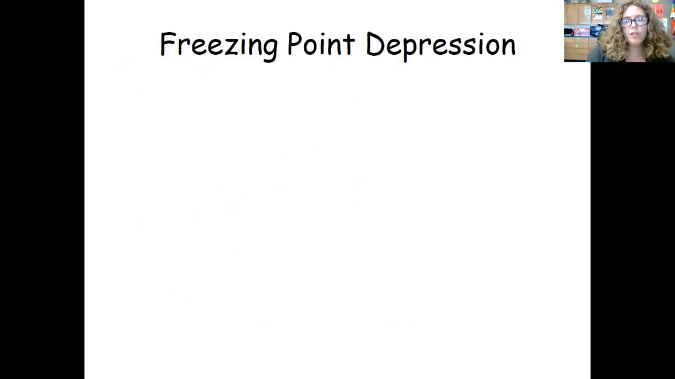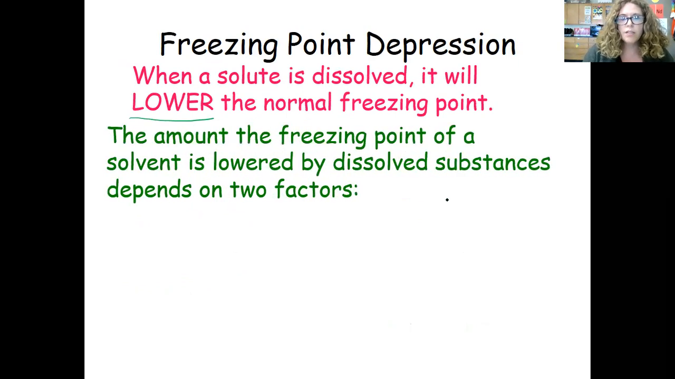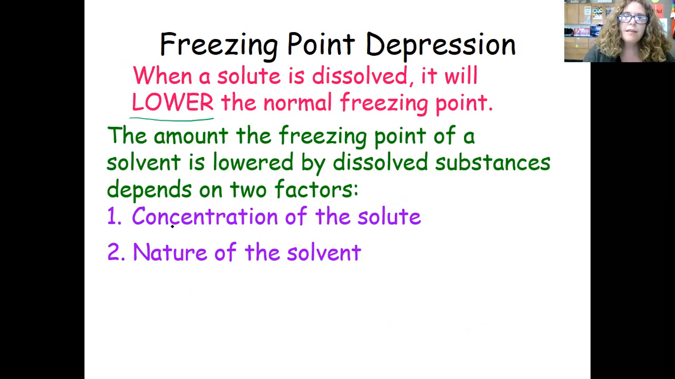So the first one that we're talking about is freezing point depression. This means that when the solute is dissolved, it will depress or lower the normal freezing point. And the amount the freezing point is lowered by dissolved substances depends on 2 factors. The concentration of the solute, so that's going to be like our molarity or our parts per million or percent composition, and the nature of the solvent.